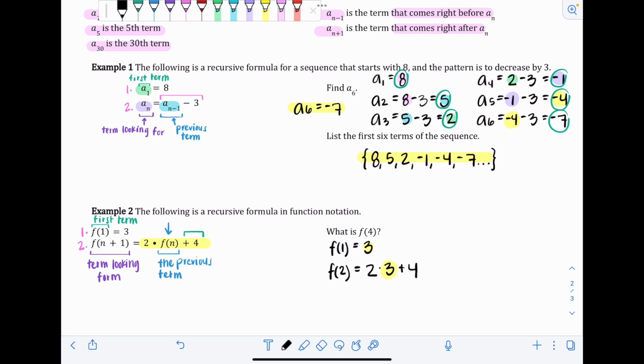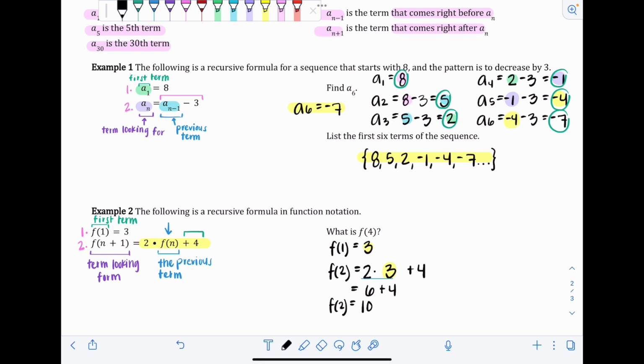So the thing that's changing here is, actually I'm going to erase this really quick. You don't have to erase it. But the rule itself is 2 times f of n and then plus 4. And f of n is the previous term. So we're just going to take out the f of n and put in the previous term, which was 3. And then we'll simplify. So 2 times 3 is 6. We have to multiply first before adding. And then 6 plus 4 would give us 10. So now f of 2 equals 10.